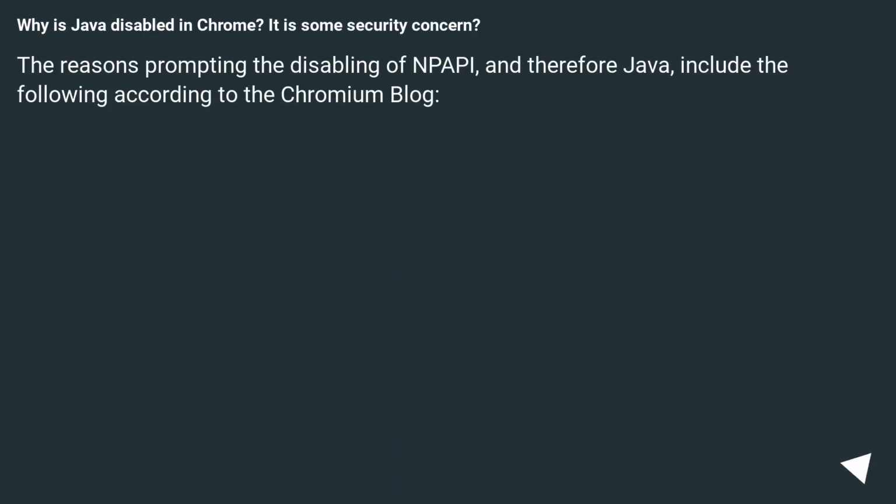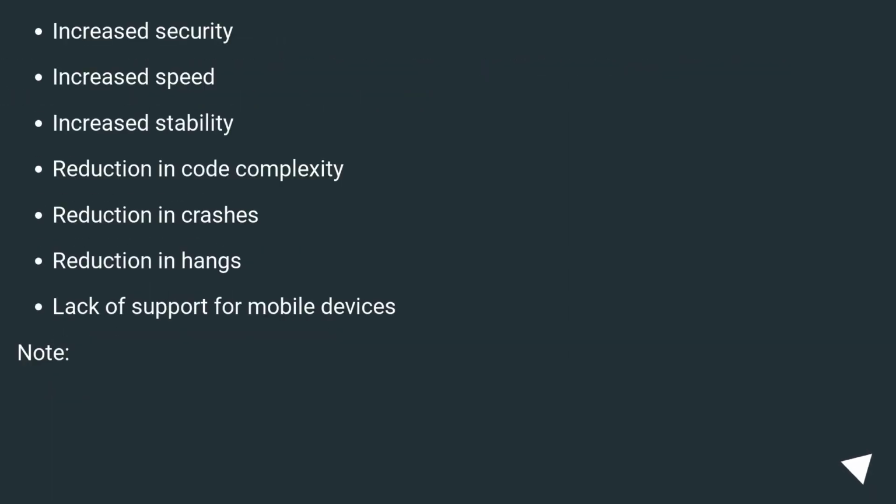Why is Java disabled in Chrome? It is some security concern? The reasons prompting the disabling of NPAPI, and therefore Java, include the following, according to the Chromium blog: increased security, increased speed, increased stability, reduction in code complexity, reduction in crashes, reduction in hangs, and lack of support for mobile devices.